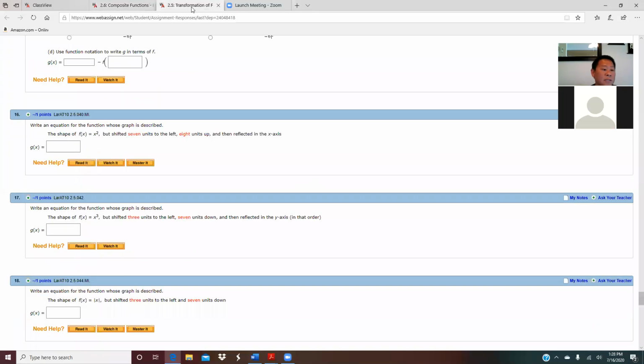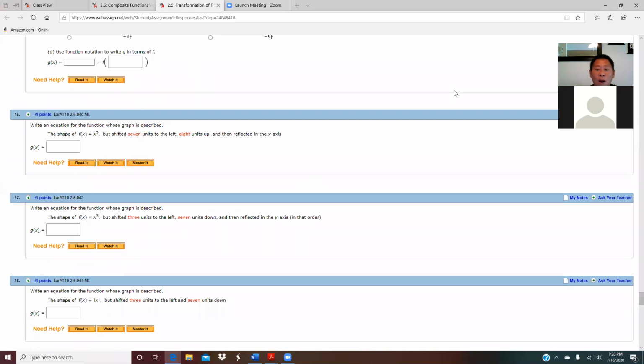So we're going to talk about these three sections here, 2.5, question number 16. Okay. So this is 2.5 question 16 where they ask you to write equations for the function.